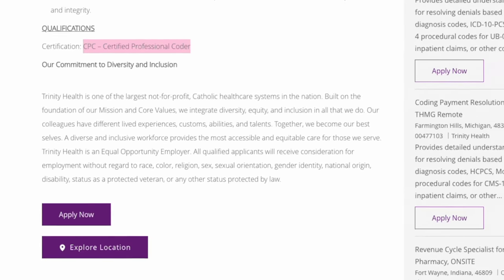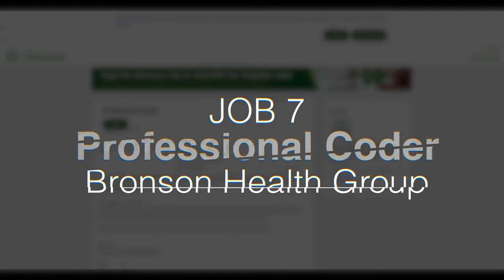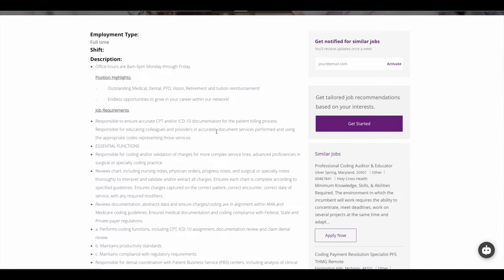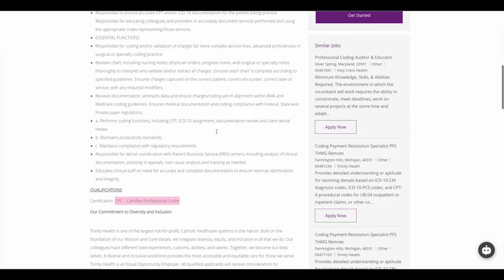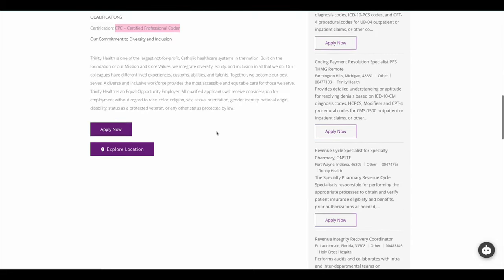Let's go ahead and move on to the second to the last position that we will be covering today. We're almost done, you guys. The company name is Brunson, and the title is a professional coder. And this right here is the possible that I was speaking about, because this position did not state any type of experience requirement. I looked all the way through this role, you guys.